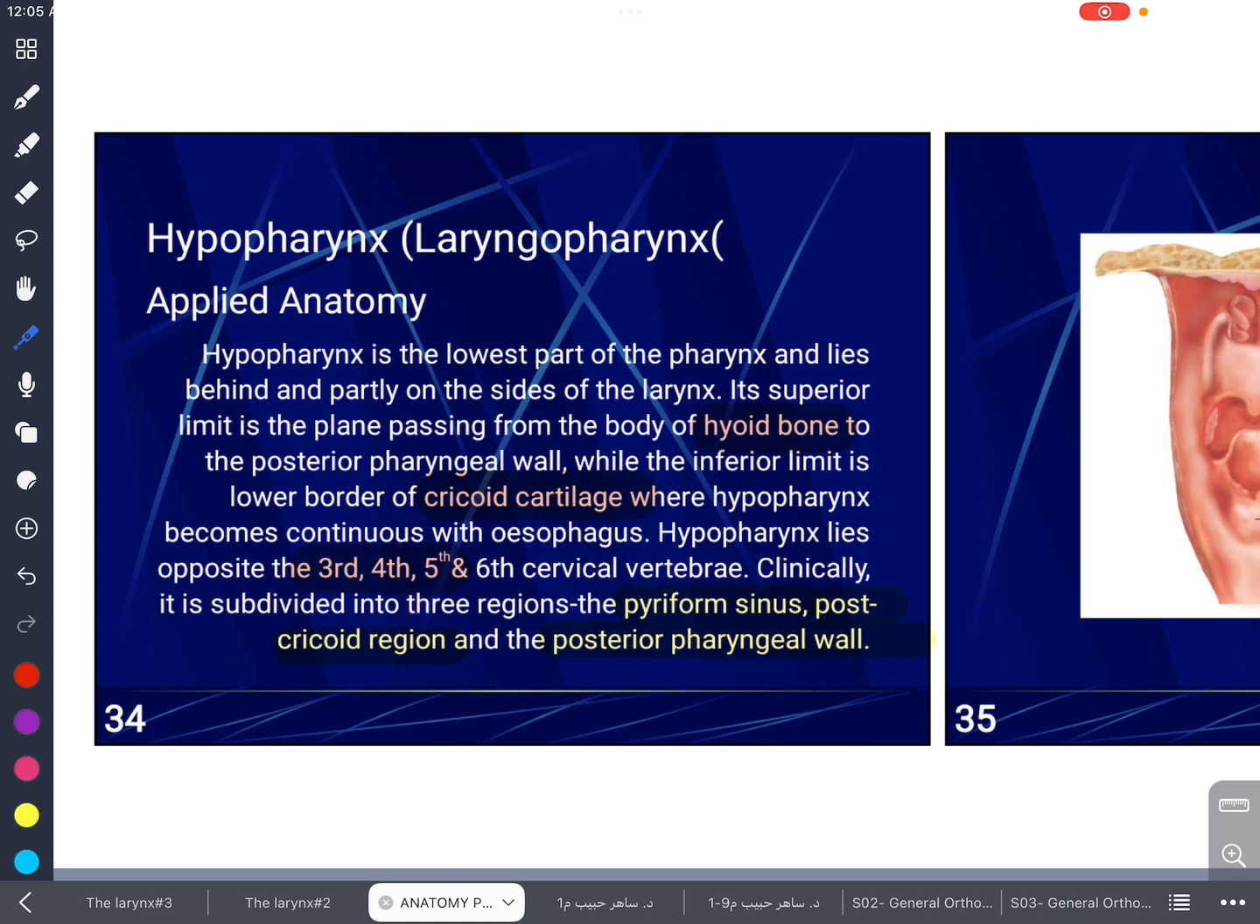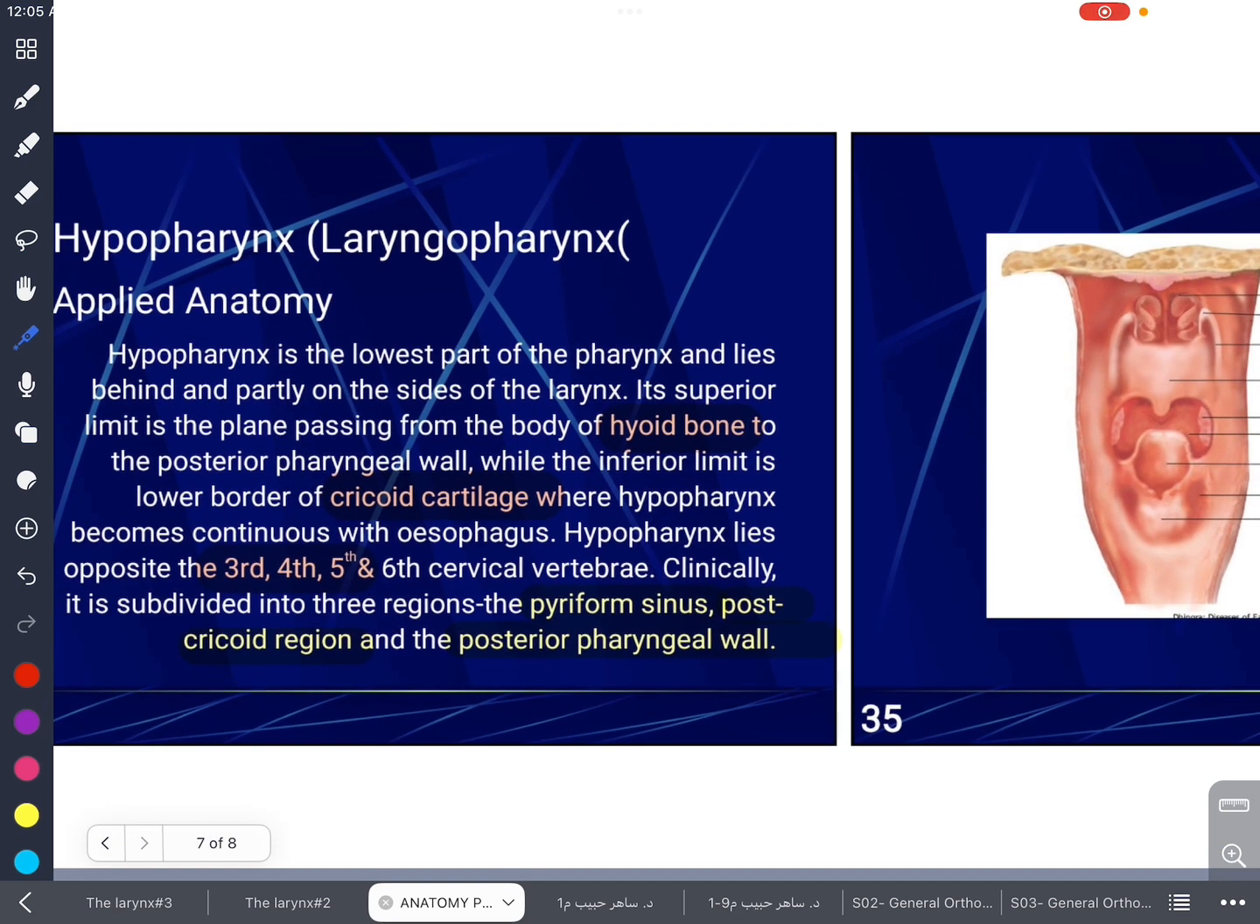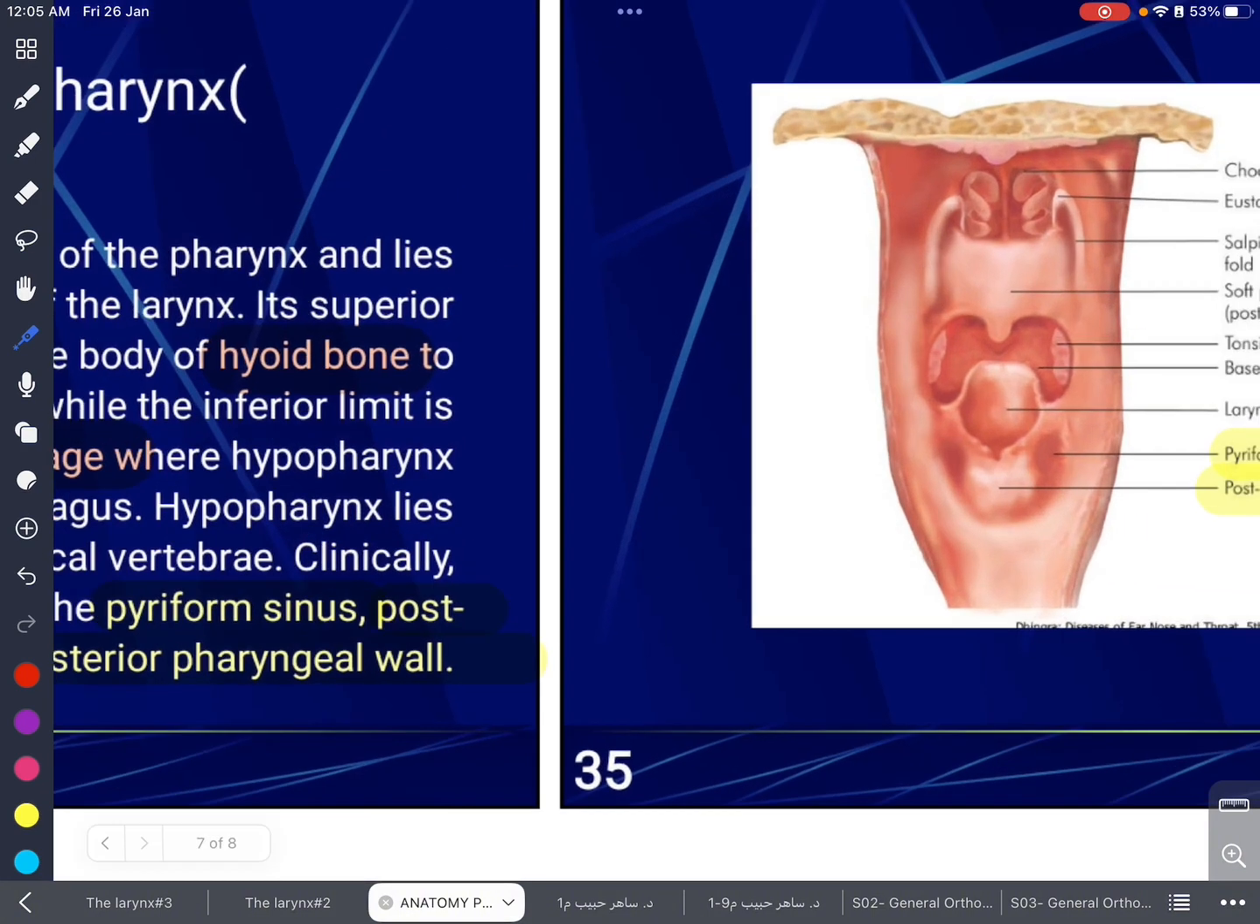Clinically, it is composed of three regions: the piriform region, the postcricoid region, and the posterior pharyngeal wall region.